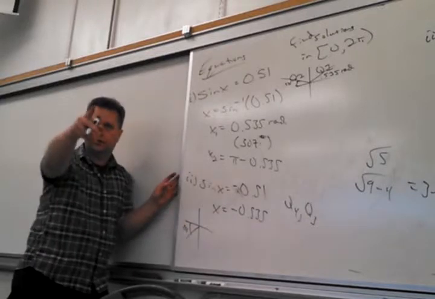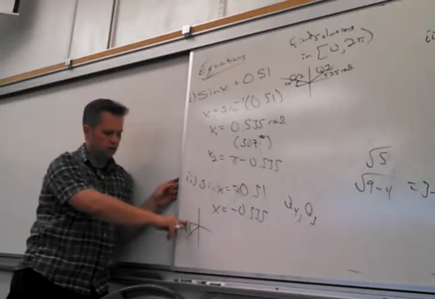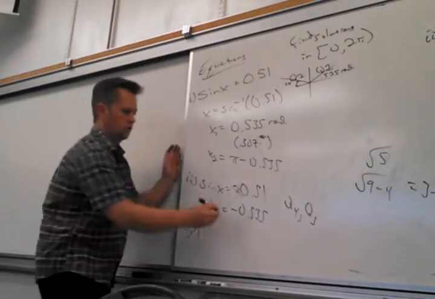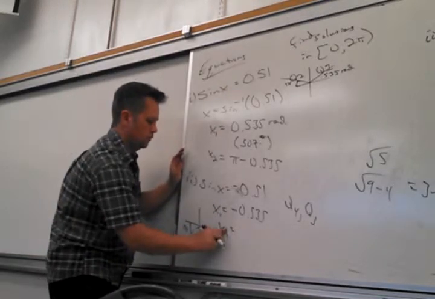So it'll be pi, like somebody said earlier, but I wanted to catch up to you. Pi plus 0.535. Now it's got to be in the third quadrant down.